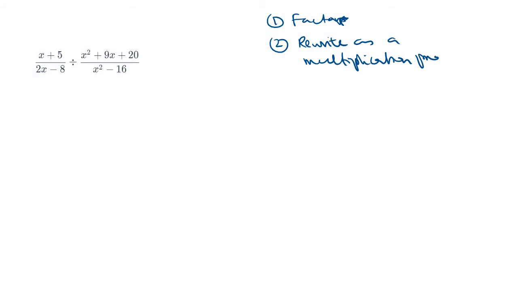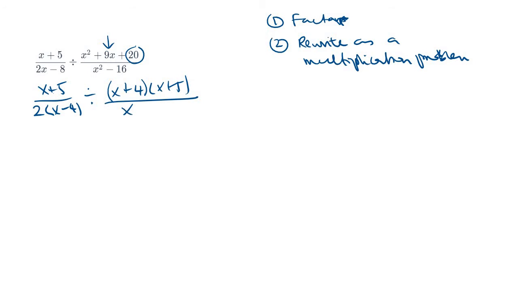All right, so let's do the work. Now we are going to do x plus 5 divided by 2x minus 8. Well, we need to factor this. We can take 2 out, so 2 times x minus 4. And then divided by x squared plus 9x plus 20. So I can do 5 and 4, x plus 4, x plus 5. This one is a difference of squares, x minus 4 and x plus 4.